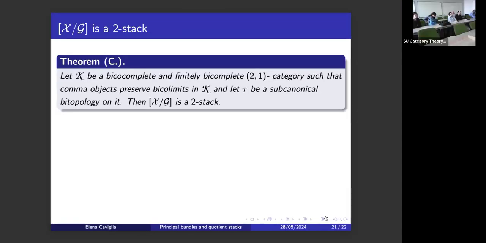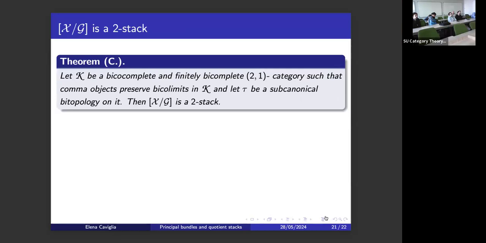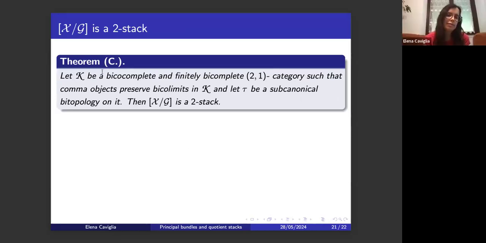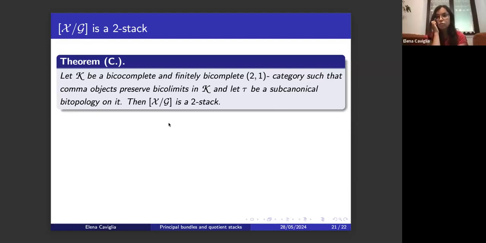Now the result that we have is that if the 2-1 category is nice enough, and the hypotheses that we ask are exactly the same that we had in dimension 1, but for dimension 2, so this is exactly the same result. And if the topology is subcanonical, and subcanonical in this two-dimensional context means that the representables are stacks, so two-dimensional sheaves, then X over G is a two-stack, according to our notion of two-stack.